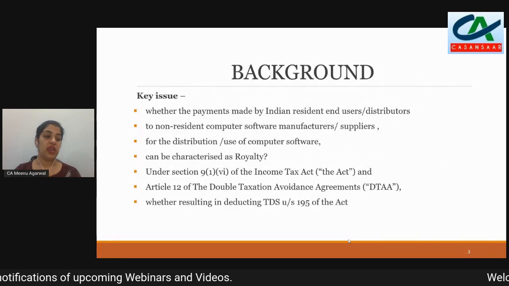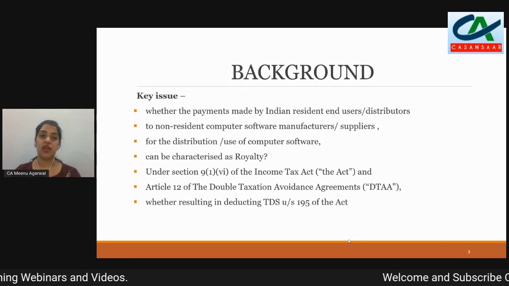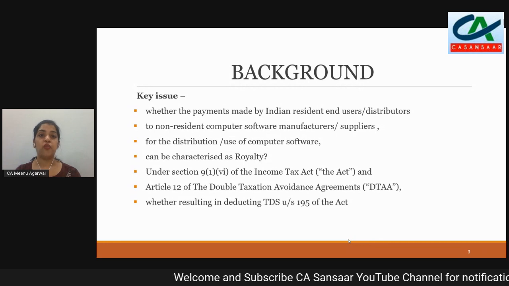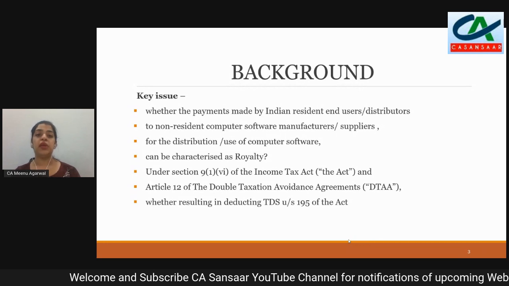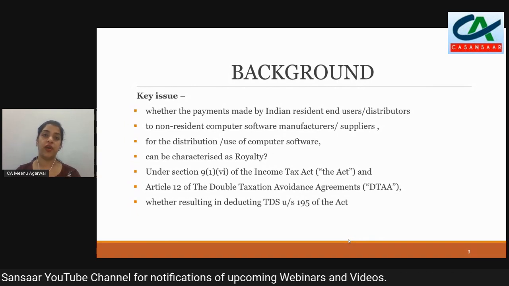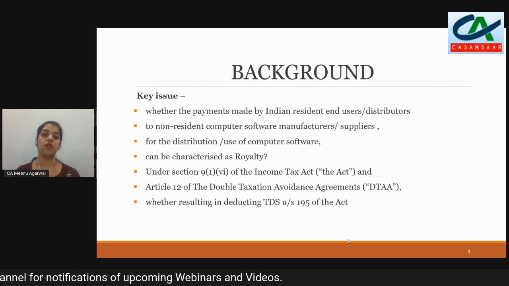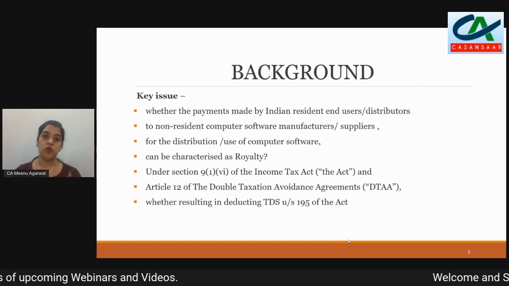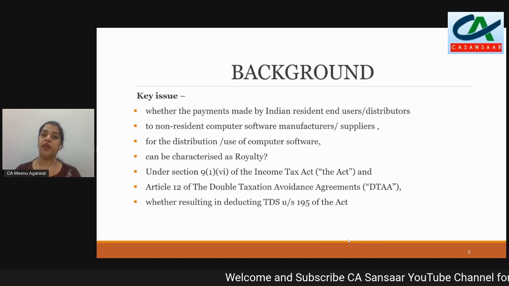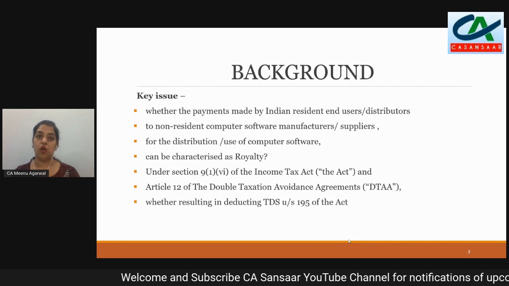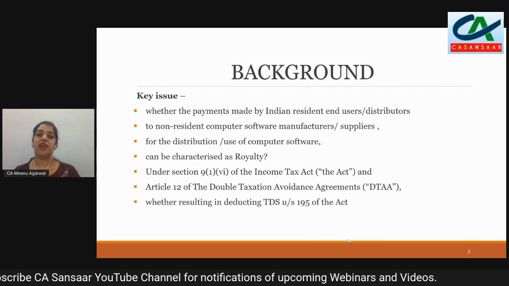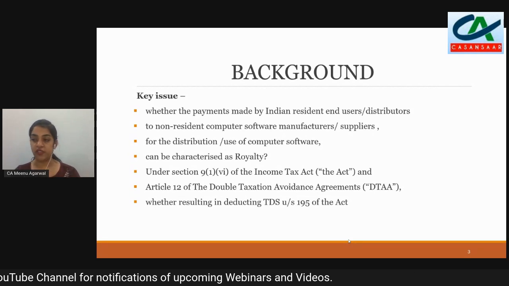Let's understand what the key issue was in this case. The key issue brought before the Honorable Supreme Court was whether the payments made by Indian resident end users or distributors to non-resident software manufacturers or suppliers for the distribution or use of computer software should be treated as royalty as per the provisions of the Income Tax Act or the Double Taxation Avoidance Agreement as applicable, and accordingly tax should be deducted under Section 195 of the Act.